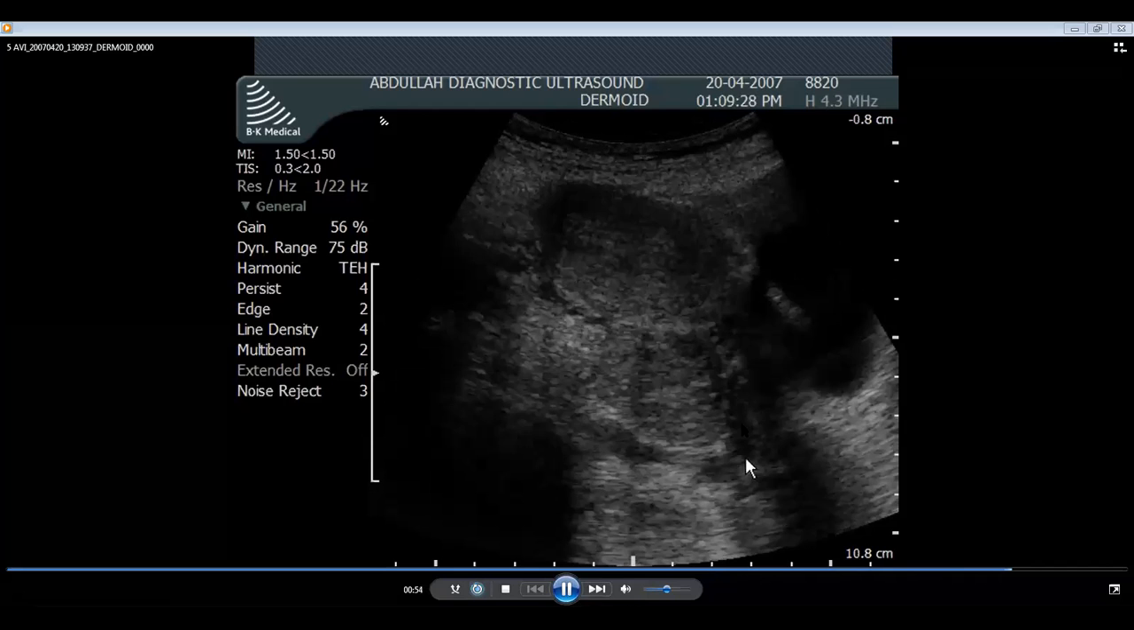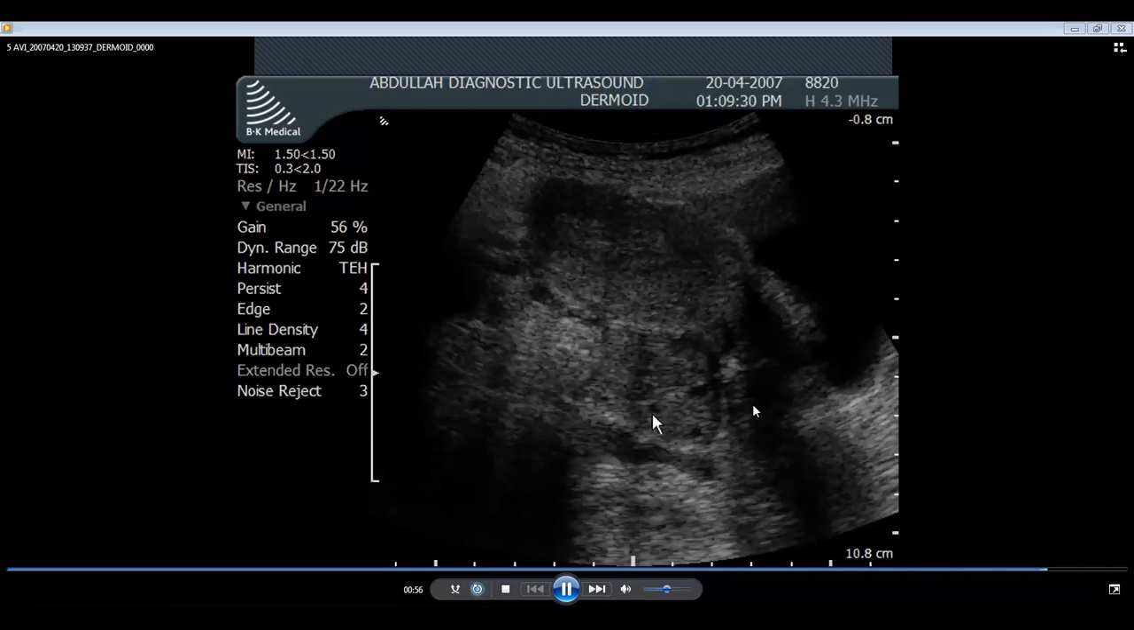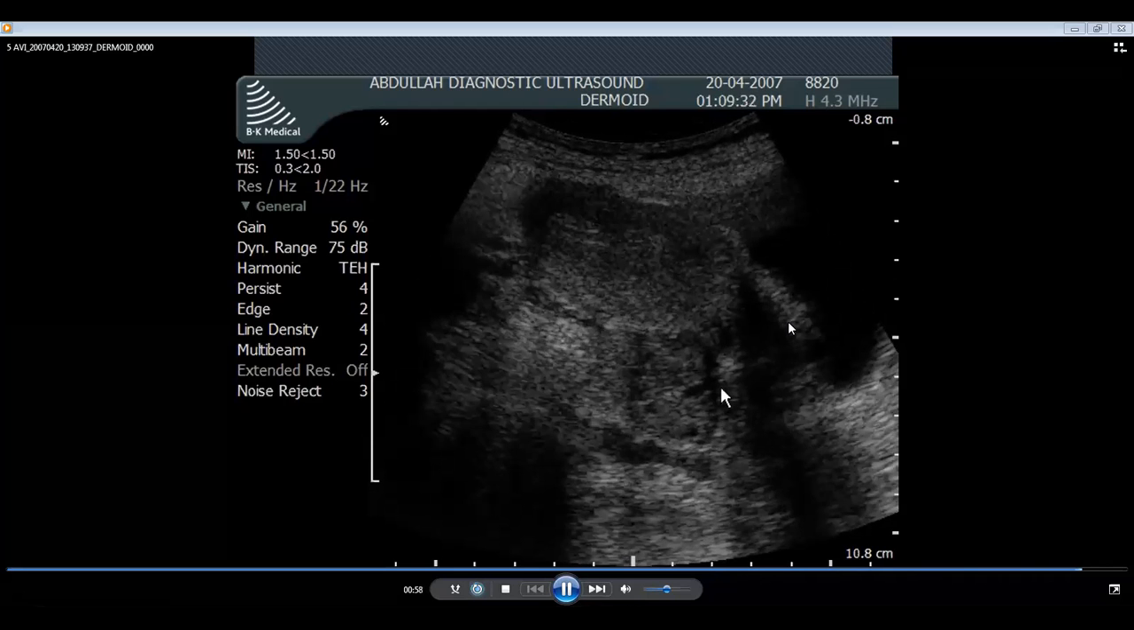But ultrasound is one of the modalities of choice.